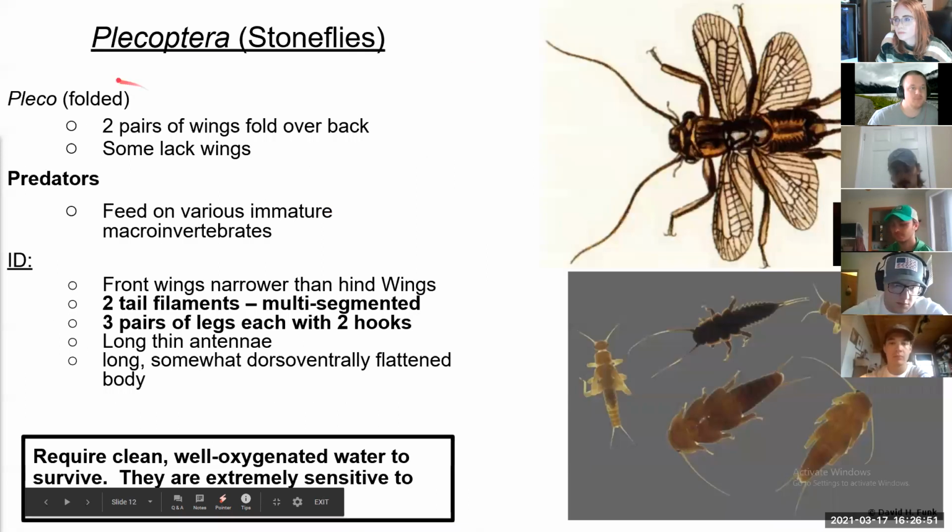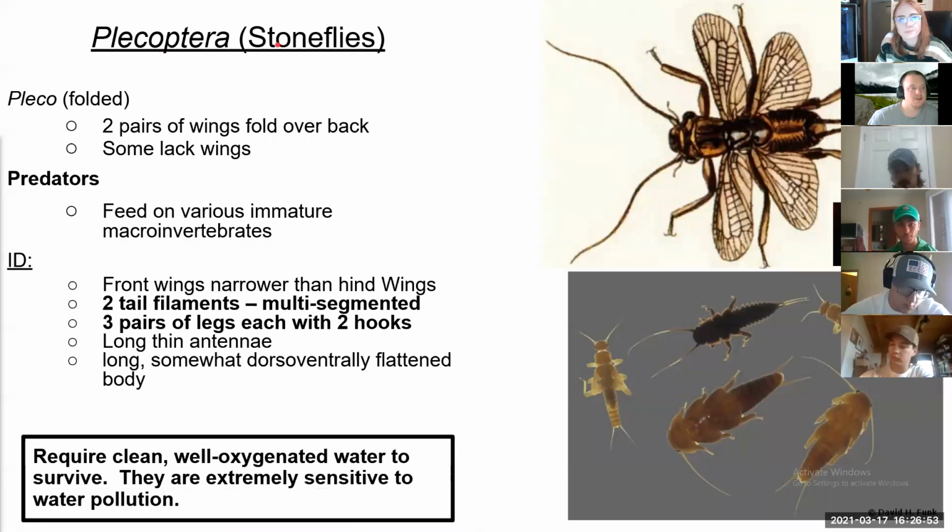So next I'm going to talk about Plecoptera. These are your stoneflies. So pleco means folded. In this picture, it's not folded back, but I wanted to show you the wings for the ID. But when they're at rest, they're generally laying these wings back along their abdomen flat. A few species do lack wings. We won't really be covering them. I just want to make you aware of that. But these species are often predators, so they will feed on various immature macroinvertebrates, mostly other aquatic insects.